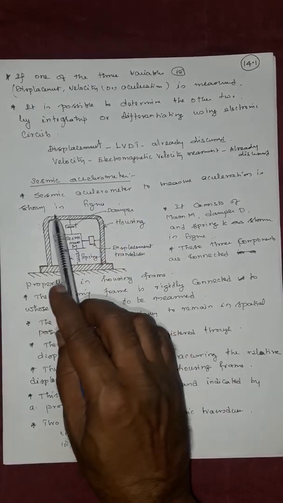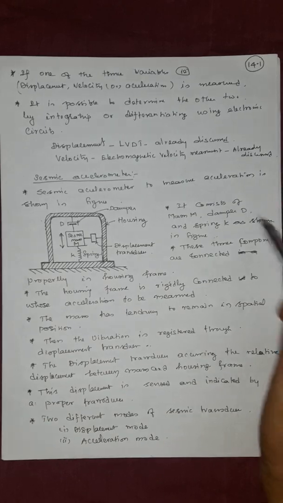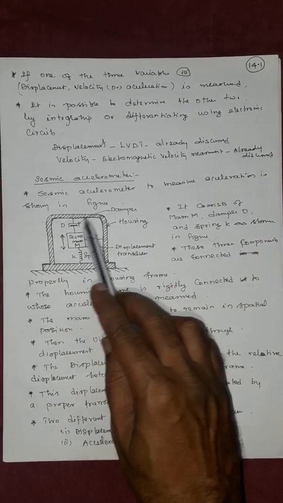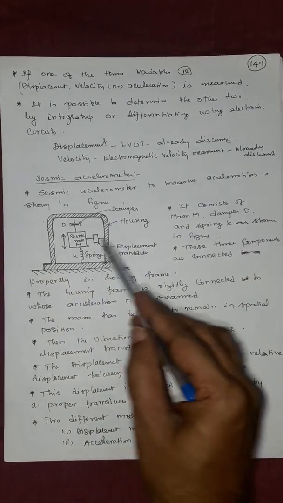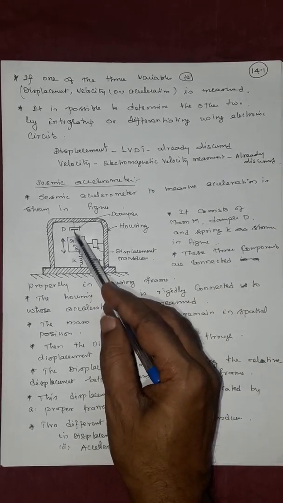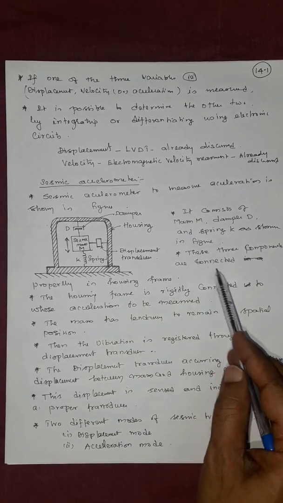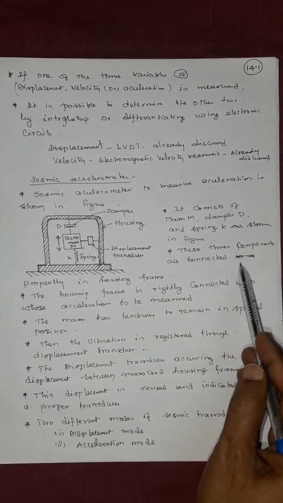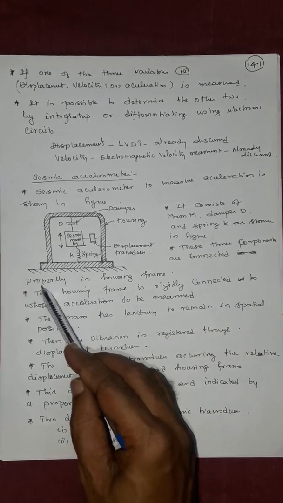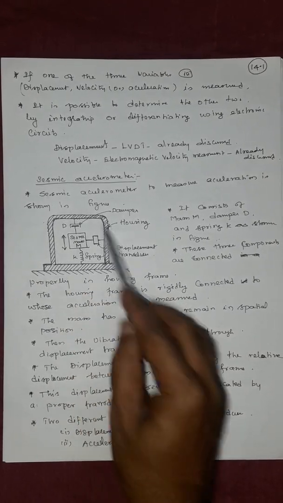Seismic accelerometer. The diagram of the seismic accelerometer to measure acceleration is shown in the figure. It consists of mass M, damper D, and spring K, as shown in the figure. These three components are connected properly in a frame.